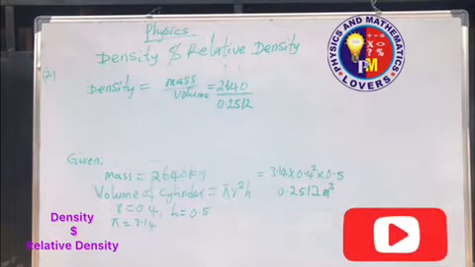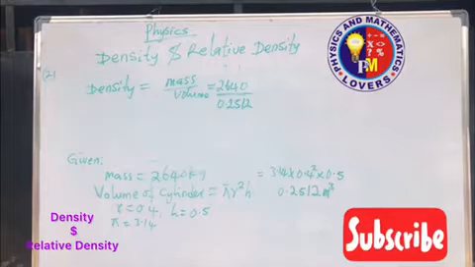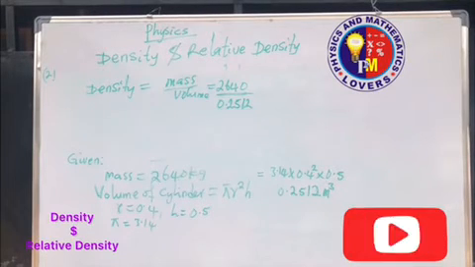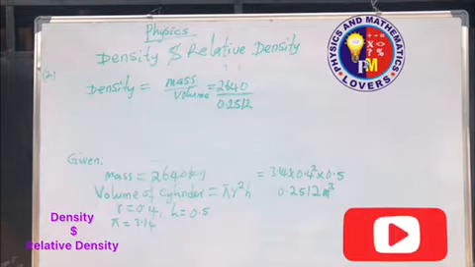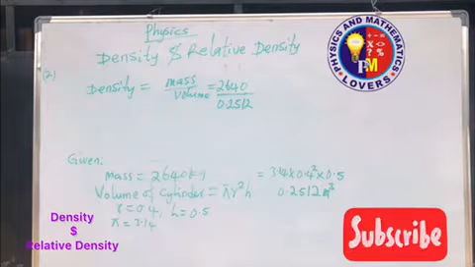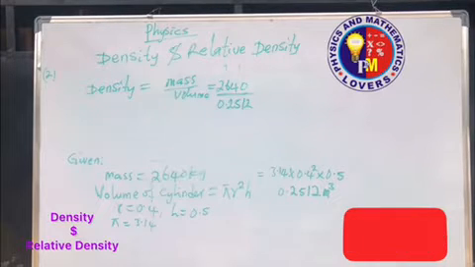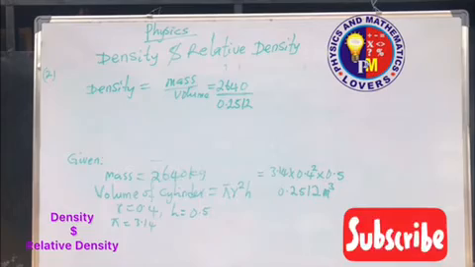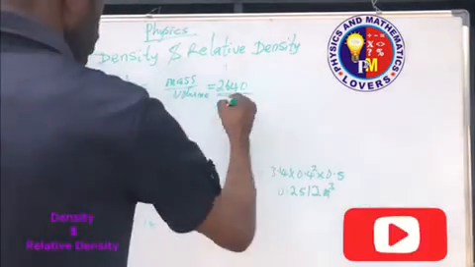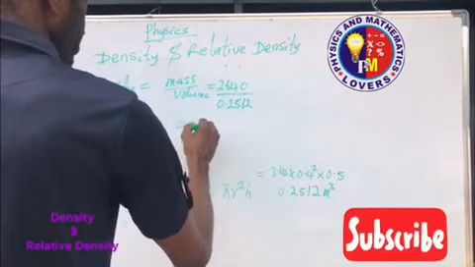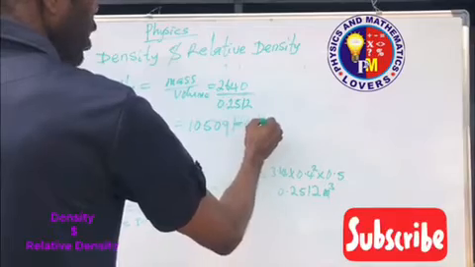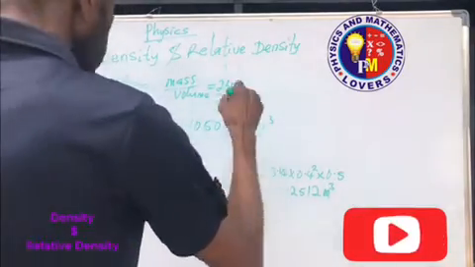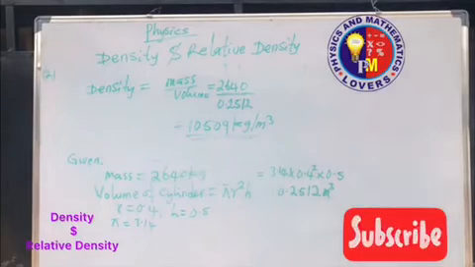So finally, our answer now says, 2,640 divided by 0.2512. We have 10,509. So at the end of the day, your density is equal to 10,509 kilogram per meter cube. This is the answer to your question number 2.